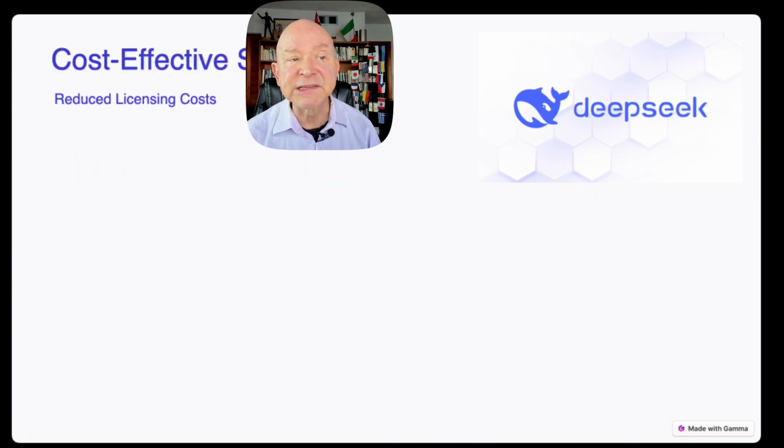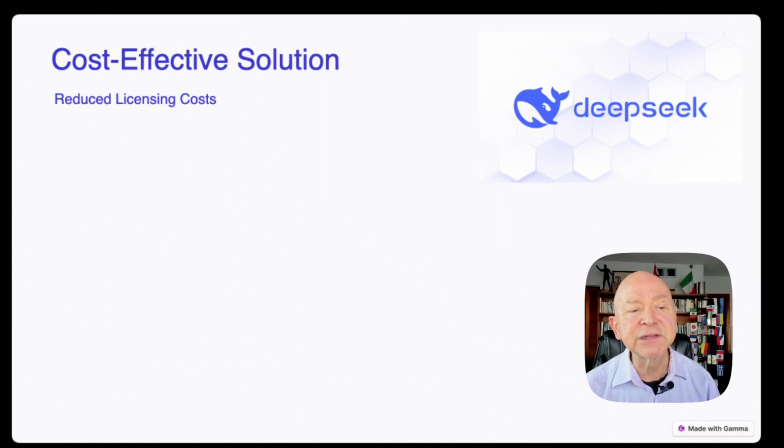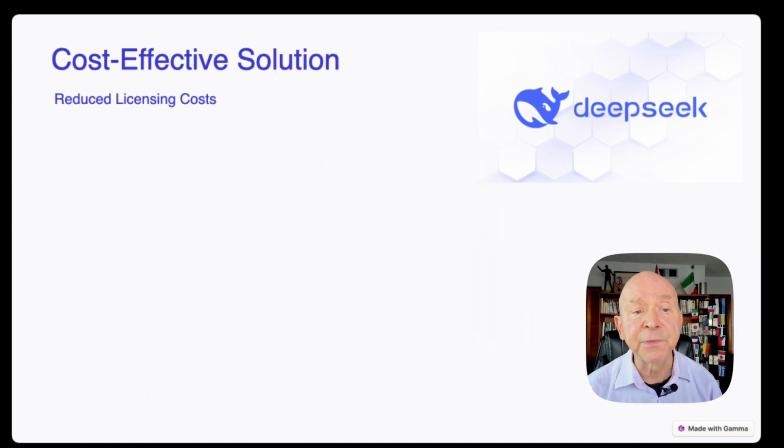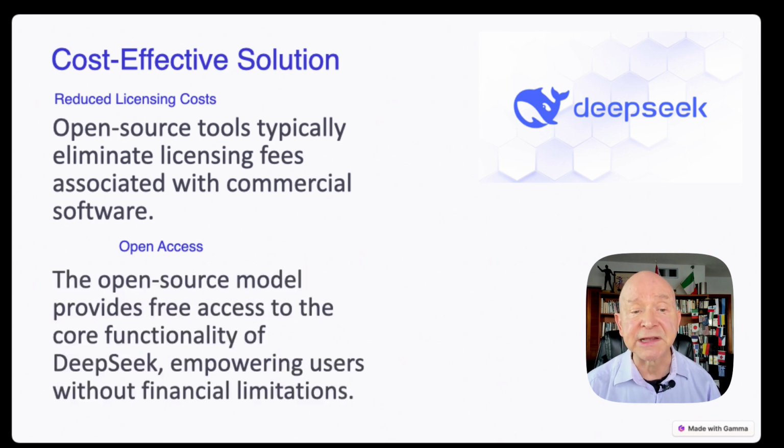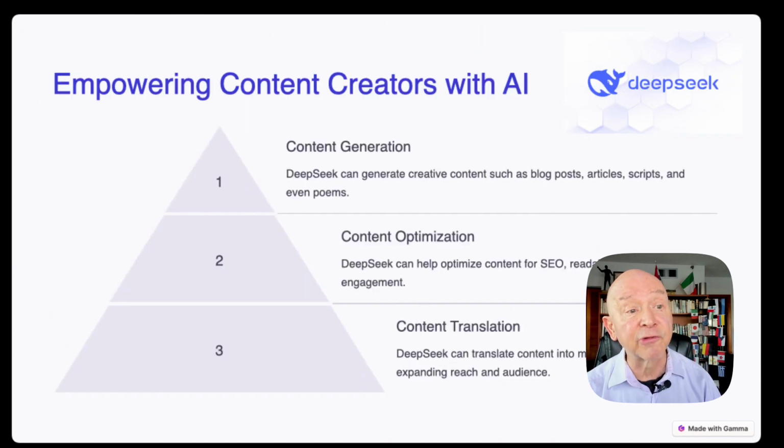Also, reduced licensing costs. This is huge. This gives you the ability to get a lot more done with a lot less cost involved. Open source tools typically eliminate licensing fees associated with commercial software. You've got all kinds of good tools there, and that opens up some possibilities. Also, open access. The open source model provides free access to the core functionality of DeepSeek, empowering users without financial limitations. Hey, this is a pretty good deal all the way around when you look at just that aspect of it. We've got others coming up later, so stay tuned. You don't want to drop out right now.